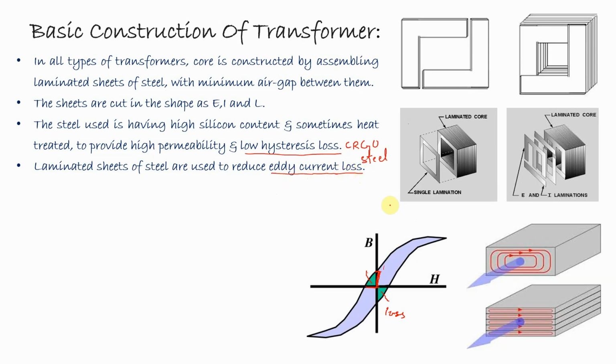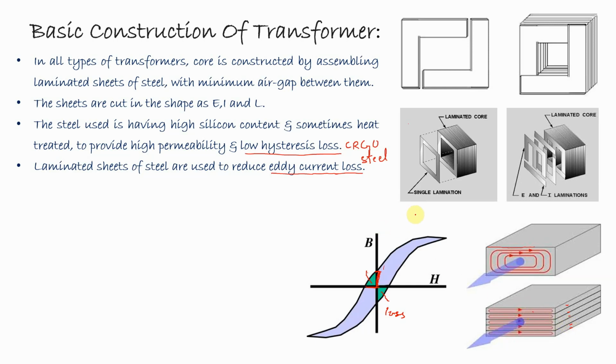The loss corresponding to this eddy current is considered as the eddy current loss. It can be seen that the eddy current, and hence the eddy current loss, depends upon the thickness of the core. So if we use a solid core material, that means the thickness is very high, and the magnitude of the eddy current will be very high. In this figure, a single material is used, so the eddy current will be very high. But if we make this single core into a number of sheets, the magnitude of the eddy current will be reduced.